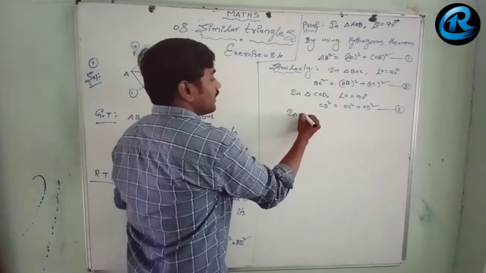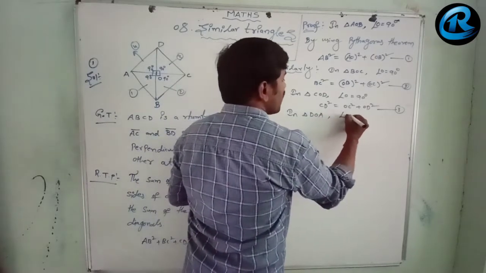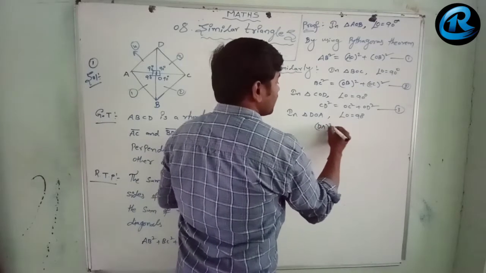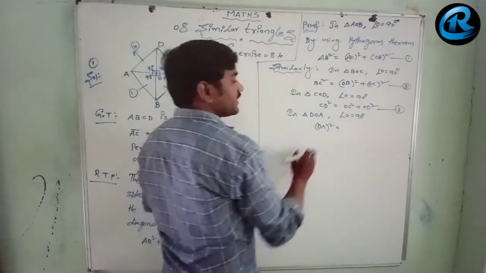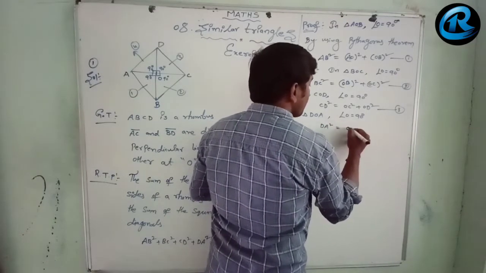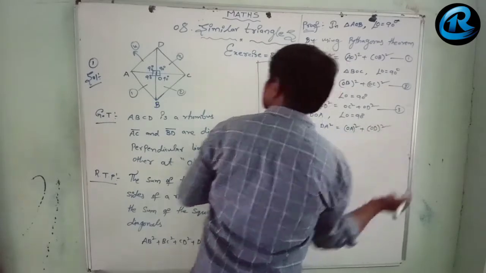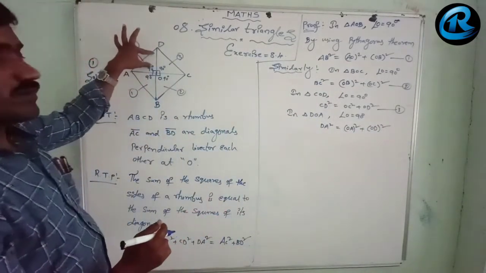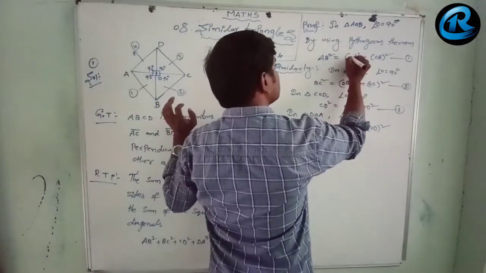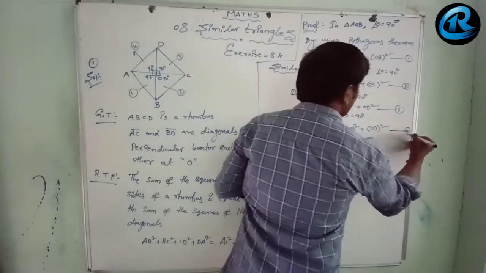Now again in triangle, what is left? DOA, where angle O equal to 90 degrees. Again DA square is equal to OA square plus OD square. Here also we write OA, very simple, AO or OA. This is equation number 4.